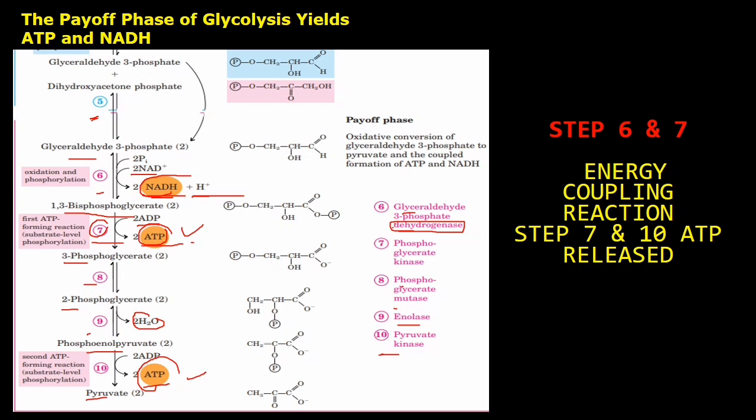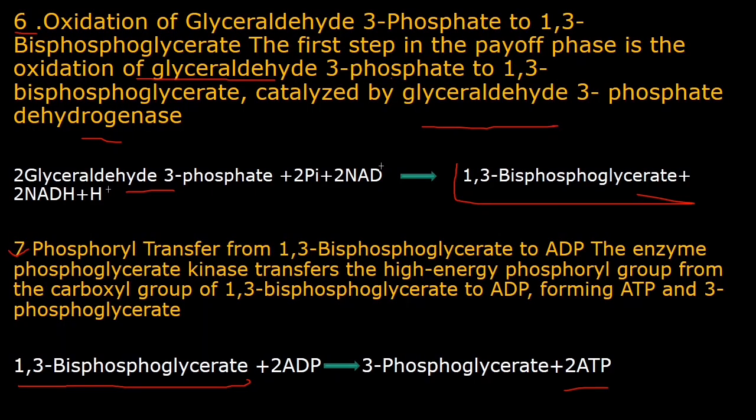So the payoff phase is also called the oxidative conversion of glyceraldehyde 3-phosphate to pyruvate, coupled with the formation of ATP and NADH. We have discussed steps number 6 and 7 earlier. We can see that 1,3-bisphosphoglycerate is the intermediate between steps 6 and 7, and we finally get 3-phosphoglycerate and 2 molecules of ATP.